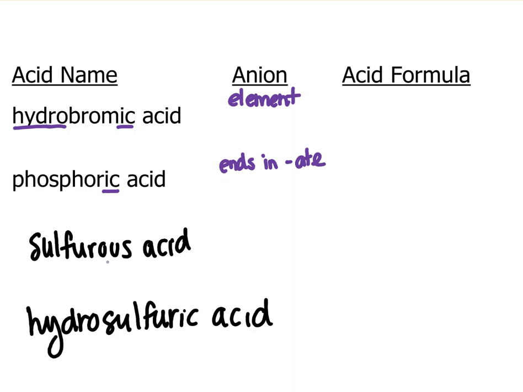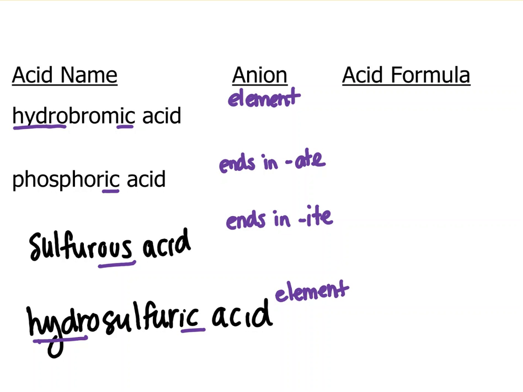And then we see this ous ending, and that means the anion ends in ite. These two will be polyatomic ions, the ates and the ics, or ates and the ites. And then here we have another hydro-ic. That means the anion is just an element again.